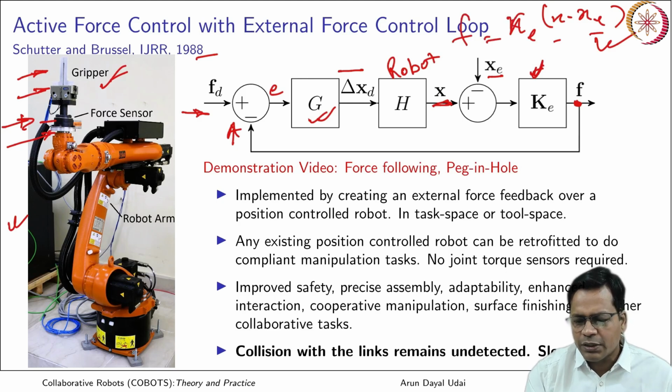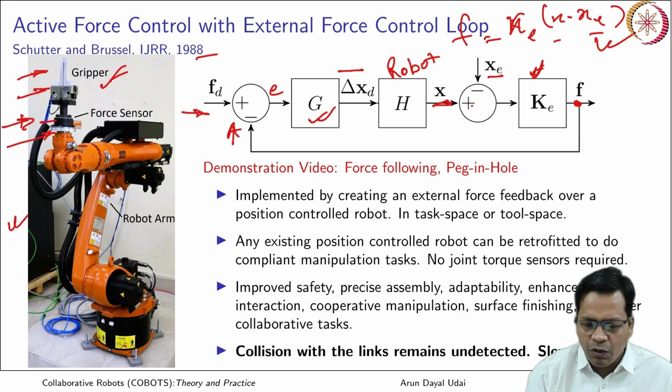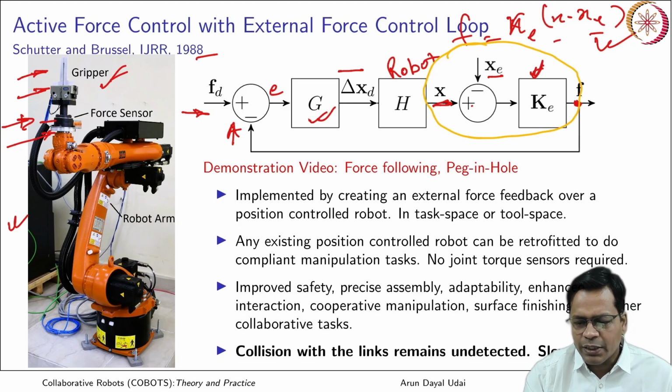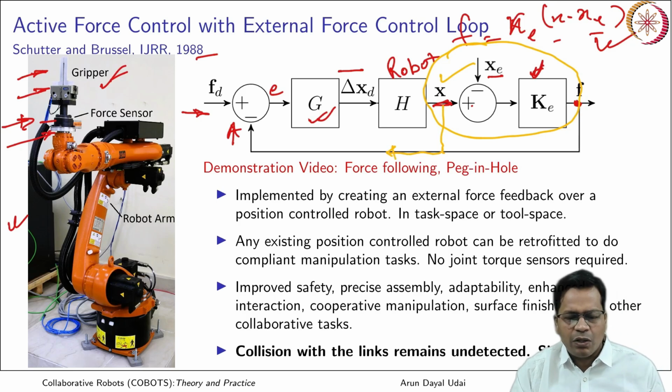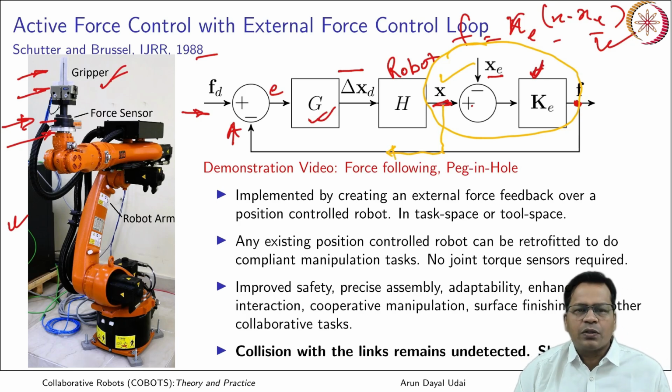Okay, so this is the general equation for interaction, wall interaction or any interaction, and it gives you the force feedback. Whole of this is only in case of simulation, but in the real case the robot directly gives you the position and you directly get the force feedback to this loop. So this is the general structure of such active force control using an external force control loop.